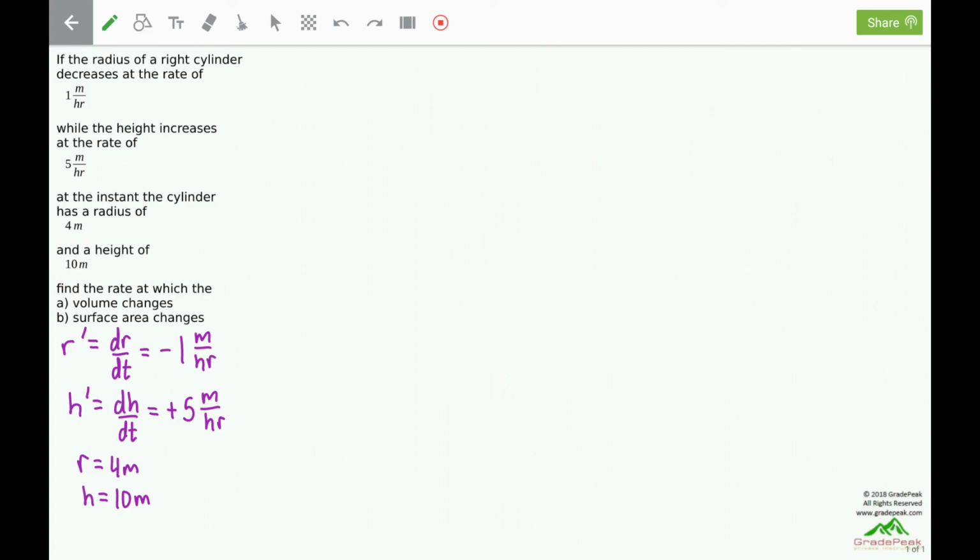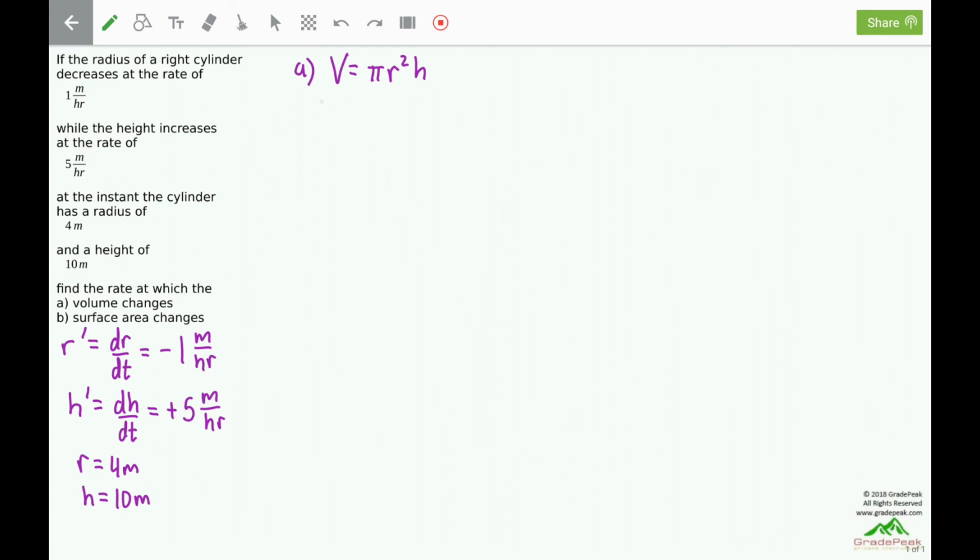For part A, we want to find the rate at which the volume changes, V prime. The volume of a cylinder is pi times the radius squared times the height. The radius and the height are not related in this situation here, and therefore the derivative of the right side will require the product rule. We have the related variables equation.